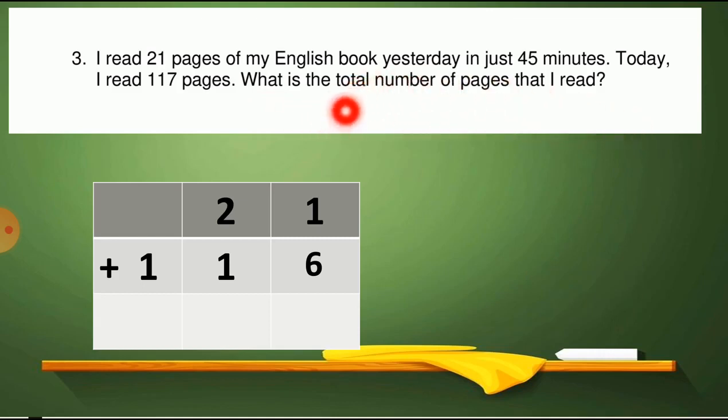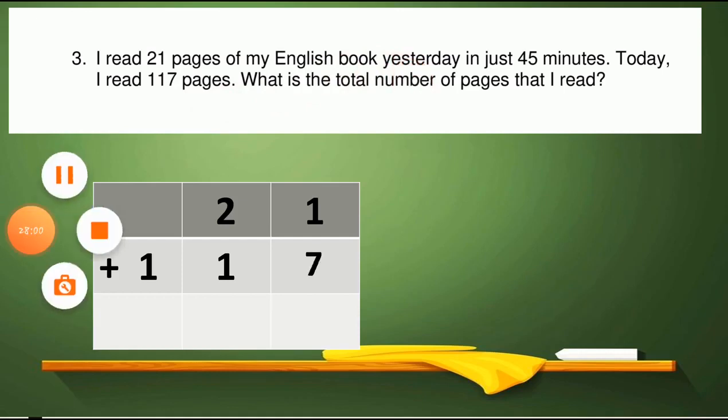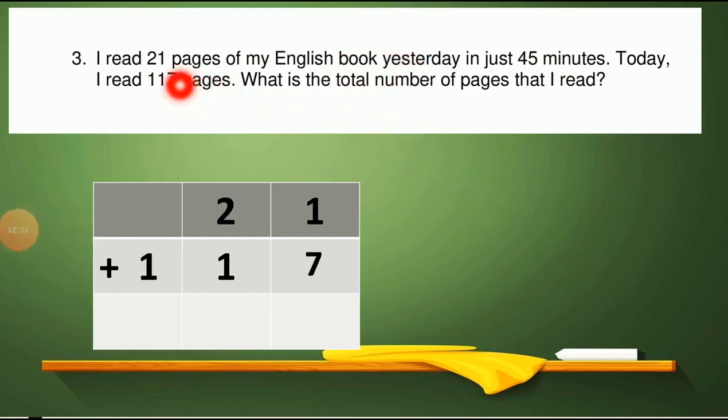So, here is the total, which indicates addition. So, we have to add these numbers. Just skip this number. 45 is just showing the time, which is the minutes. So, let's add this 21 and 117 first. Here is the information. I write 21 pages and 117 pages. These two page numbers show how many pages she read.